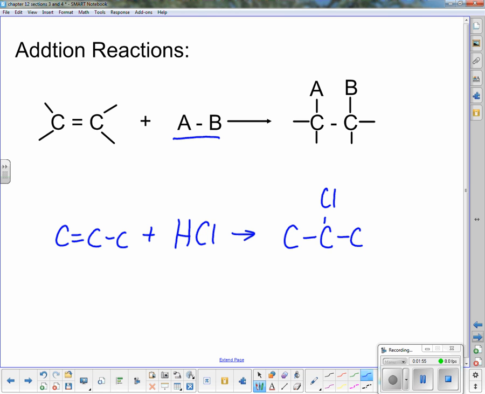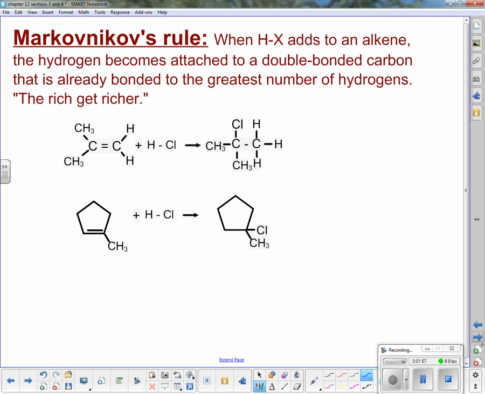That brings us to our next slide. It's called Markovnikov's rule. I'm sorry if I said it wrong. I think it's Russian. I'm not sure. But we'll just call it M's rule. When HX adds to an alkene, the hydrogen becomes attached to the double bonded carbon that already has the greatest amount of hydrogens. The rich get richer. Just remember that. The rich get richer.